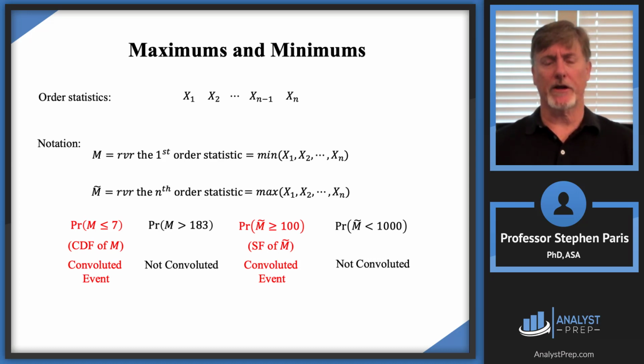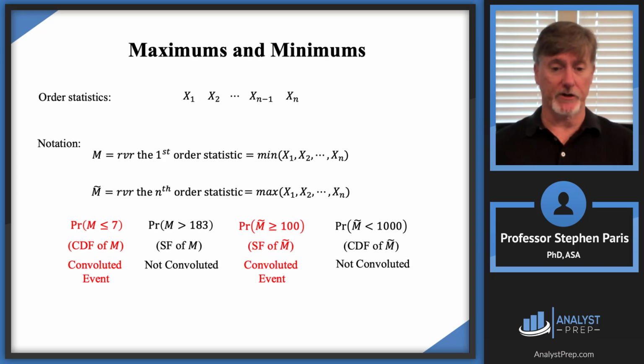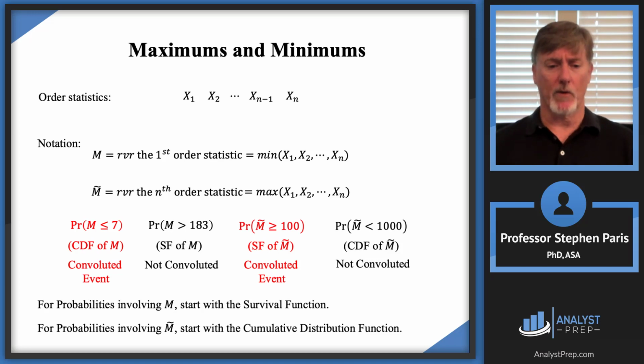Okay, and so now if you look at the non-convoluted events, the non-convoluted event associated with the minimum random variable is the survival function of the minimum random variable, and the non-convoluted event associated with the maximum random variable is the cumulative distribution function for the maximum random variable. And so the point here is that for probabilities involving the minimum, start with the survival function, whereas for probabilities involving the maximum, start with the cumulative distribution function.